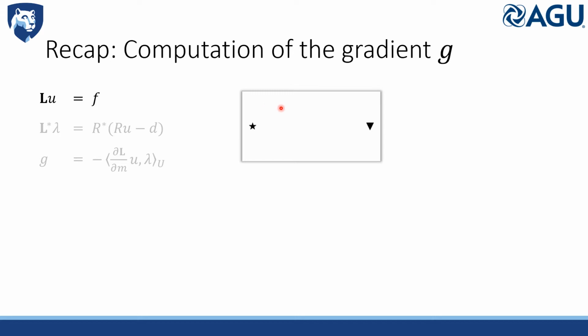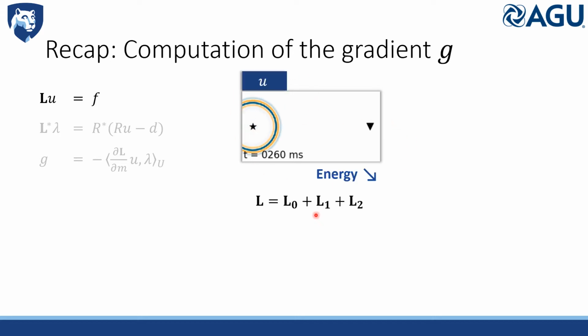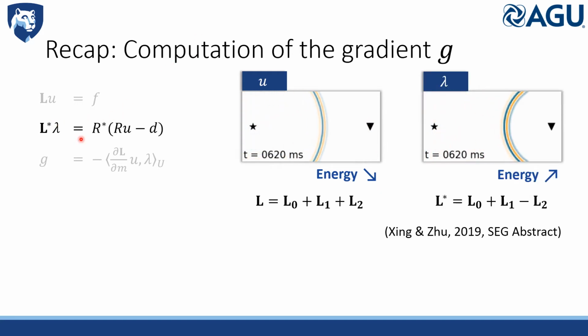For example, in the 2D model, we have a source and a receiver. Using this equation, we can simulate the forward wave field with the propagator L. We have the dispersion captured by L1 and the dissipation captured by L2, which leads to the reduction of the total energy. The second equation describes the adjoint wave field. L star is the adjoint of L, lambda is the adjoint wave field, and D is the observed data.